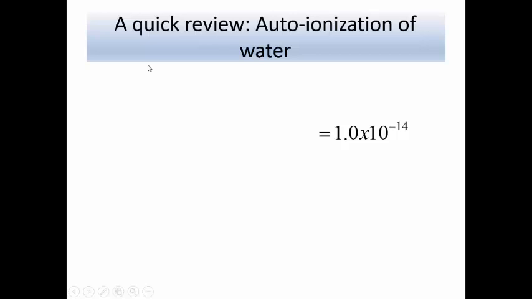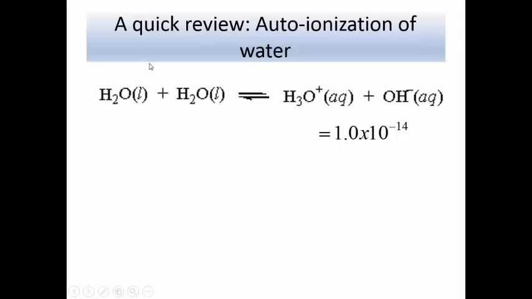Let's keep moving. Let's start by reviewing the autoionization of water, because it's so important and so foundational to everything else. We understand that two water molecules can react with each other, with one water molecule acting as a Bronsted-Lowry acid, the other reacting as a Bronsted-Lowry base. And so the products are hydronium and hydroxide.